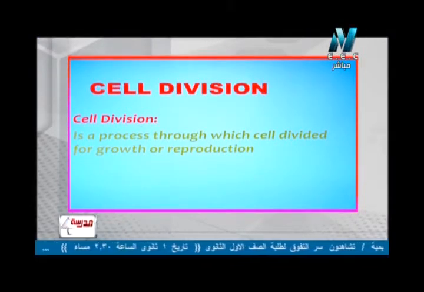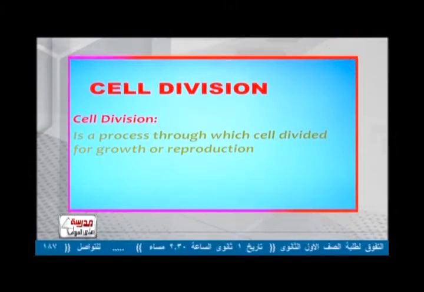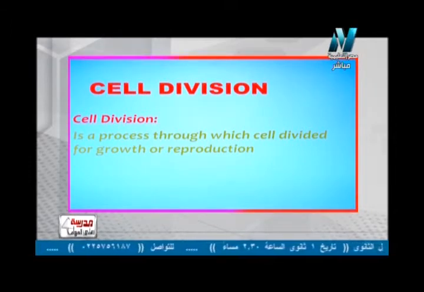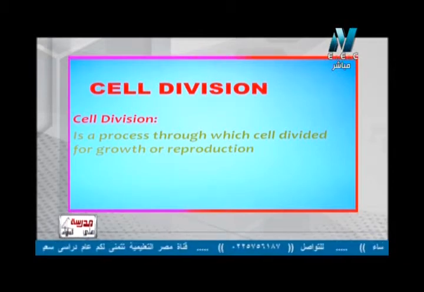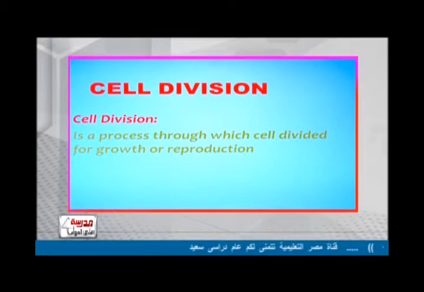So the cell makes cell division for growth or reproduction. Growth means your hair is growing, your nail is growing, and the skin, if you have a wound, it will be repaired. This is what we call cell division. So the definition of cell division, again, is a process through which a cell divides for growth or reproduction, and this is the importance of cell division.